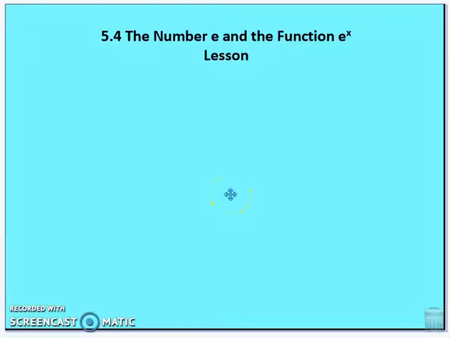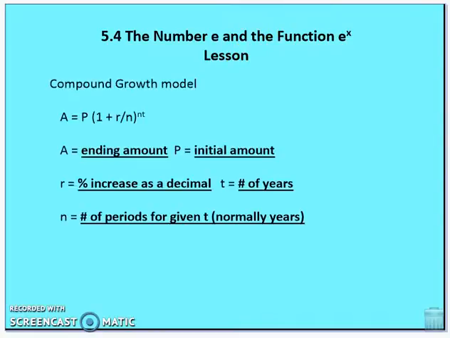In this edition of Otten Math, we're going to talk about the number e and the function e to the x. It's chapter 5.4 for pre-calculus. Before we get into that, let's talk about the compound growth model. This is an extension of our growth model.